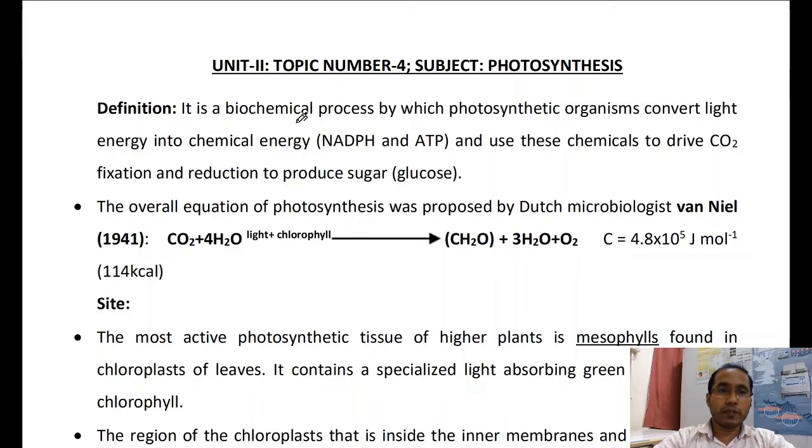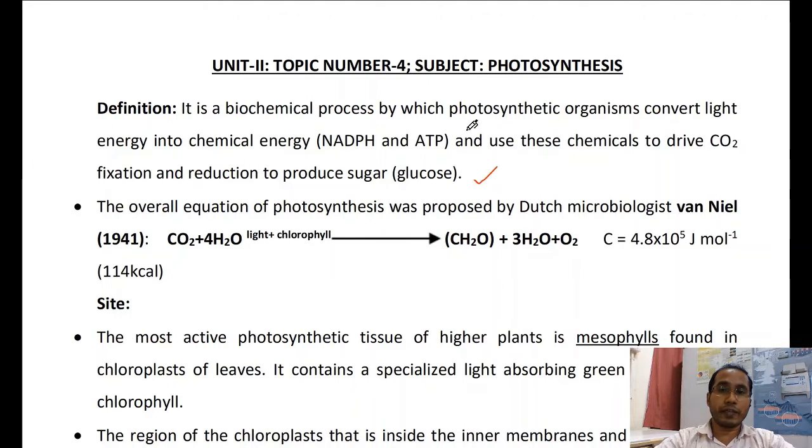So at first, the definition. It has been modified from your books, and I have made this definition for easy understanding. It is a biochemical process by which photosynthetic organisms convert light energy into chemical energy, NADPH and ATP, and use these chemicals to drive CO2 fixation and reduction to produce sugar. Very easy in the sense of chemical energy.